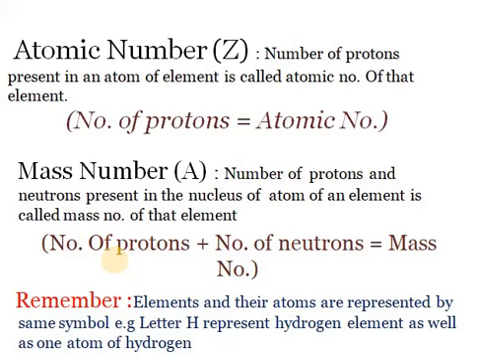Next is the mass number, represented by capital A. It is the sum of the number of protons and the number of neutrons in an atom. You will have to remember here that elements and their atoms are both represented by the same symbol. For example, capital H represents hydrogen as well as one atom of hydrogen. Simply you can say the symbol of each and every element represents one atom of that element.